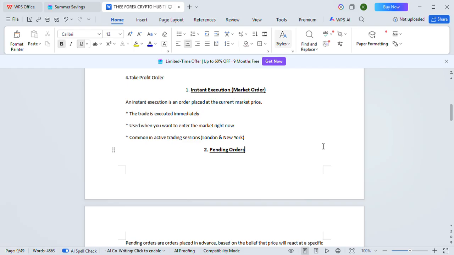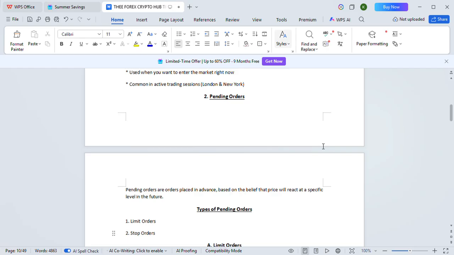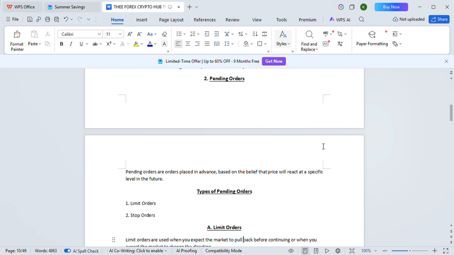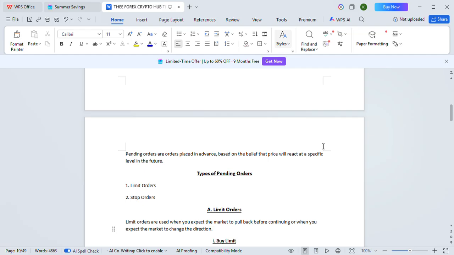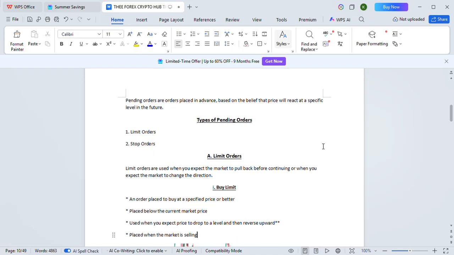The second type of order is a pending order. A pending order, as the name suggests, is waiting. Pending orders are orders placed in advance on the belief that prices will react at specific levels in future. And we have two types of pending orders, that is limit orders and stop orders.